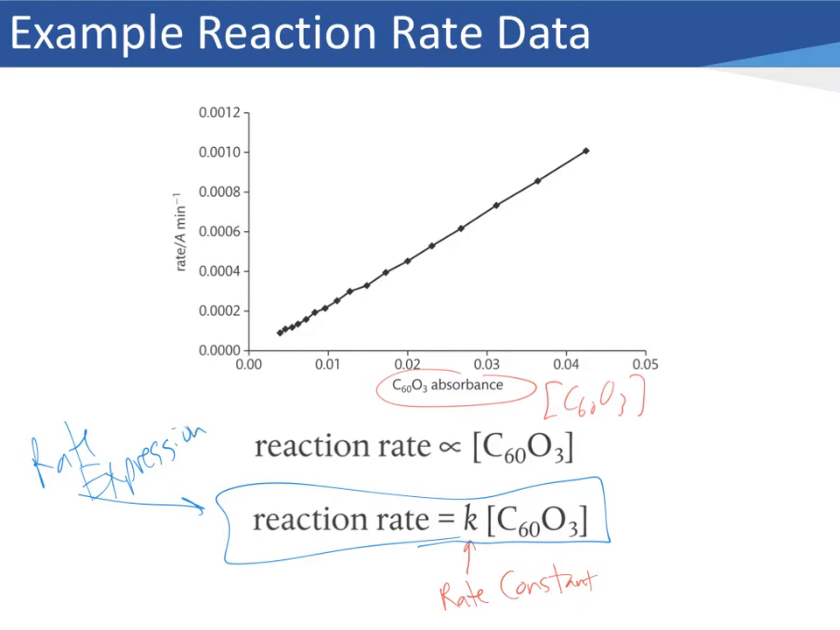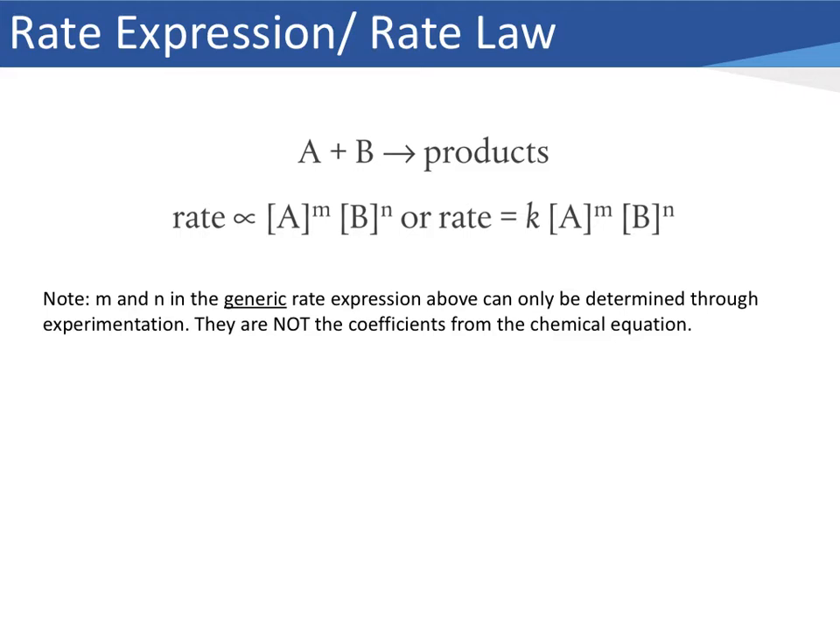It is the rate expression for this reaction because this reaction is only dependent upon the concentration of the C60O3 molecule. The rate expression in generic form is some constant k times the concentration of anything that is required for the reaction, raised to some power. I want to emphasize that m and n here are generic numbers that can only be determined through experimental evidence. They are not the coefficients from here.